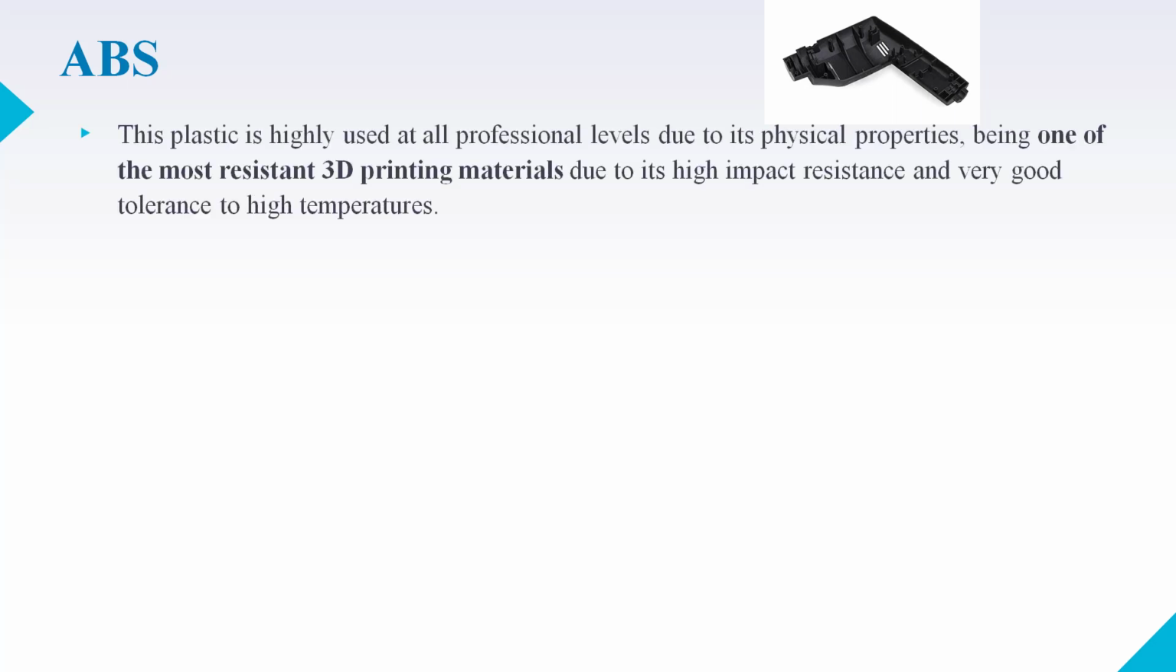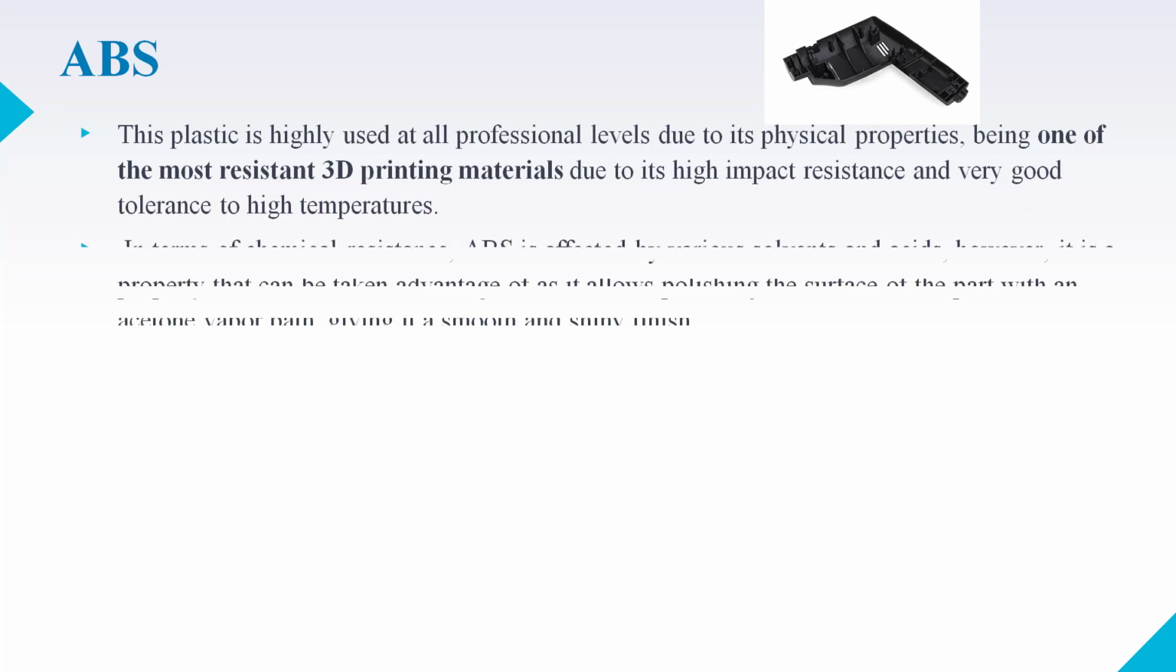Now the next material is ABS. After PLA, ABS is very common in FDM type of 3D printing. This plastic is highly used at all professional levels due to its physical properties, being one of the most resistant 3D printing materials due to its high impact resistance and very good tolerance to high temperatures. ABS is a very highly resistant material. It has good physical properties and high impact resistance, and it works at higher temperatures as well. So if we need better strength than PLA, we use ABS materials.